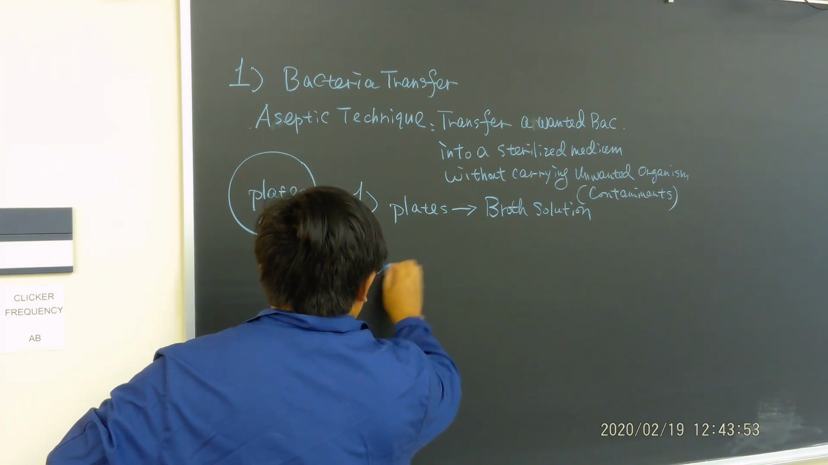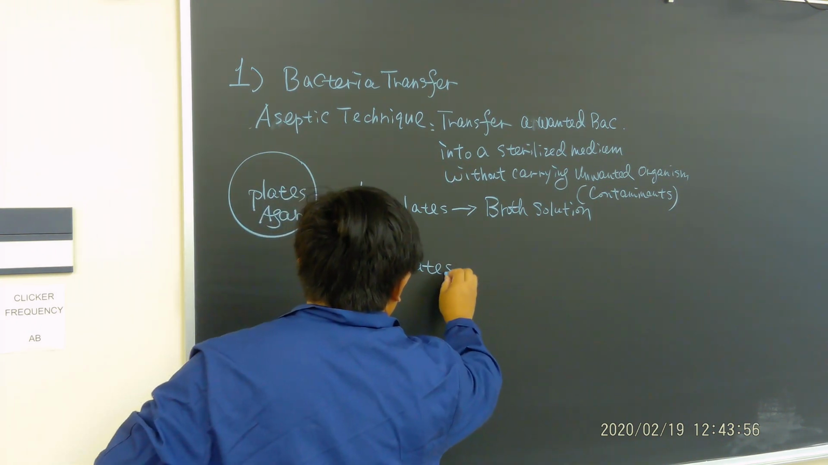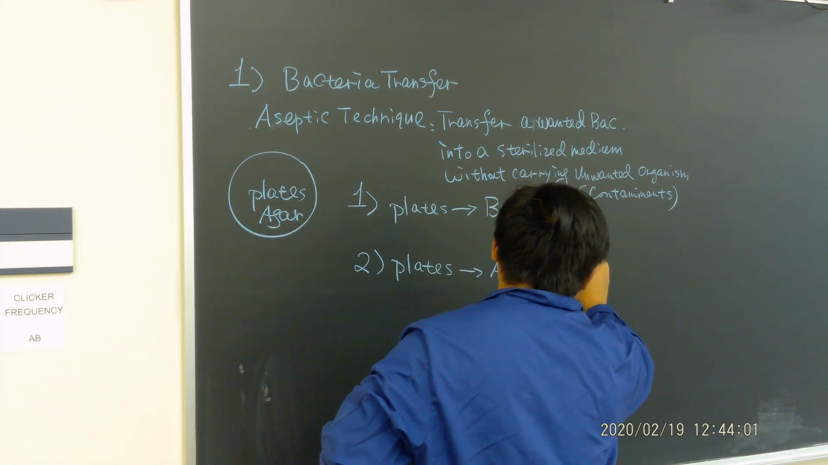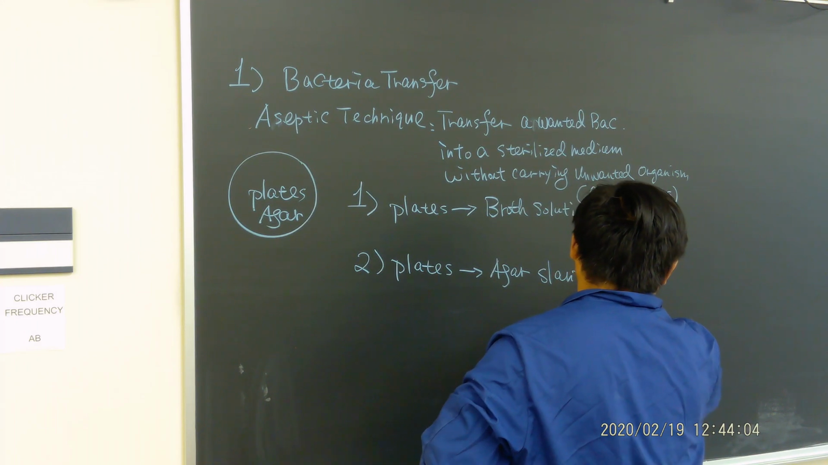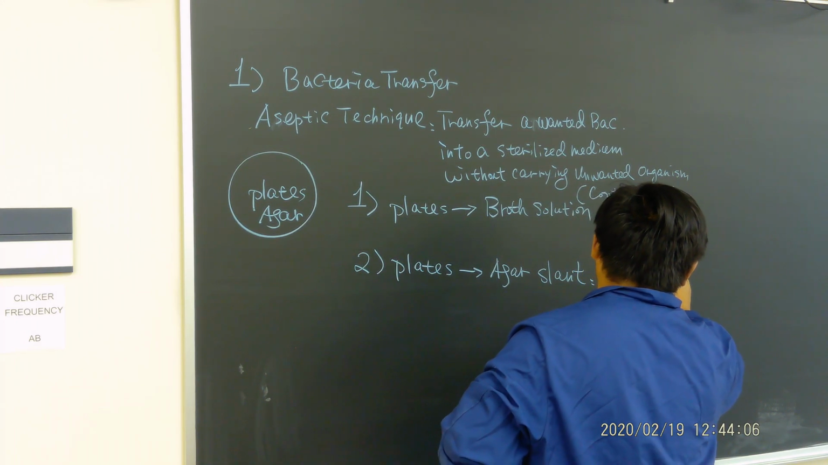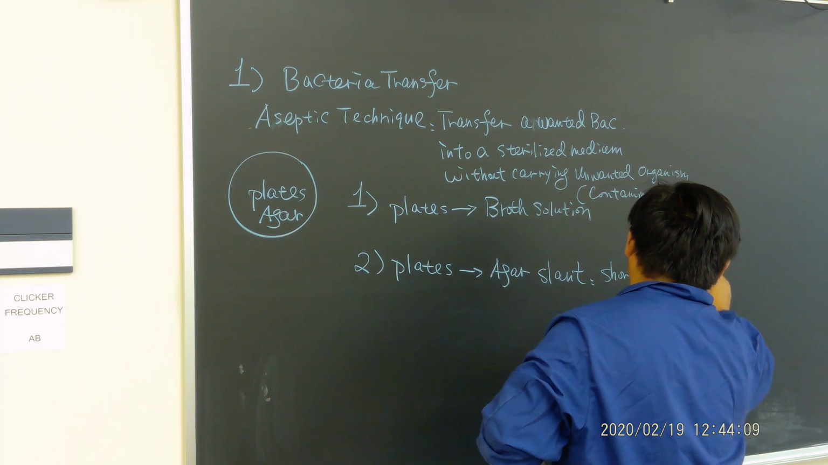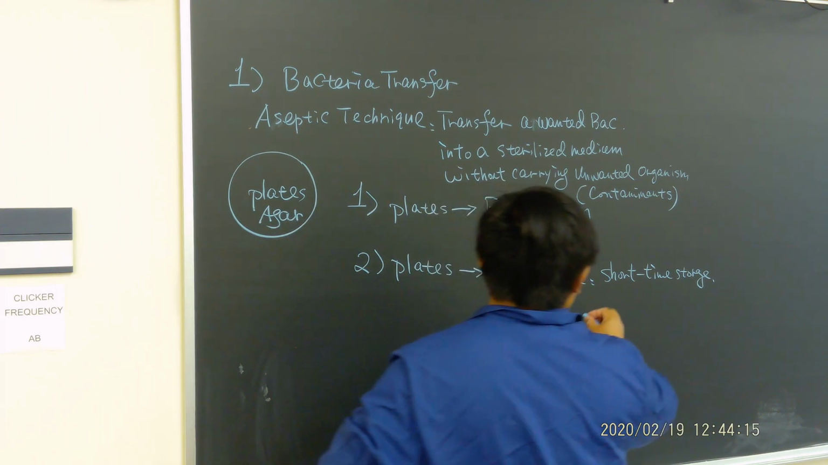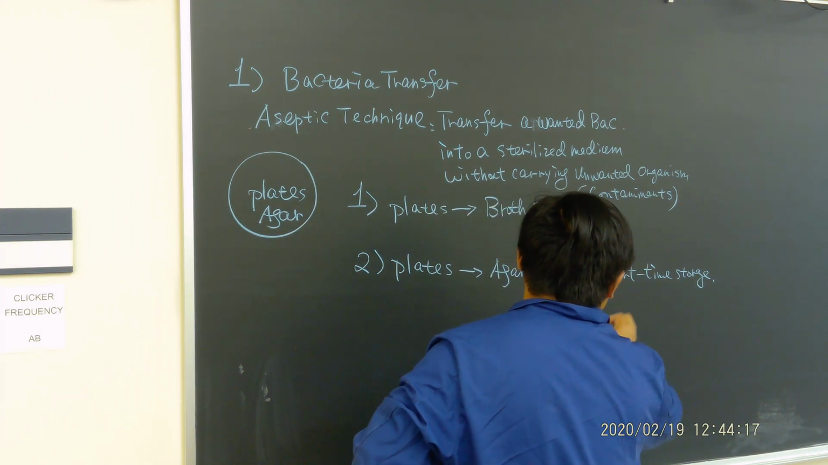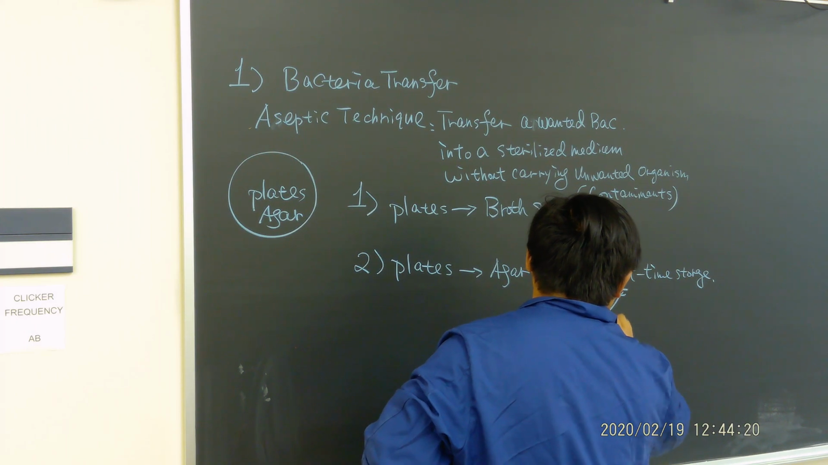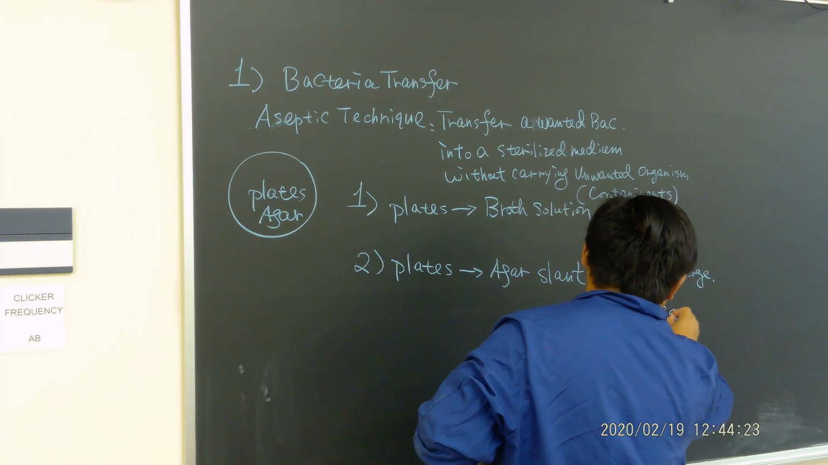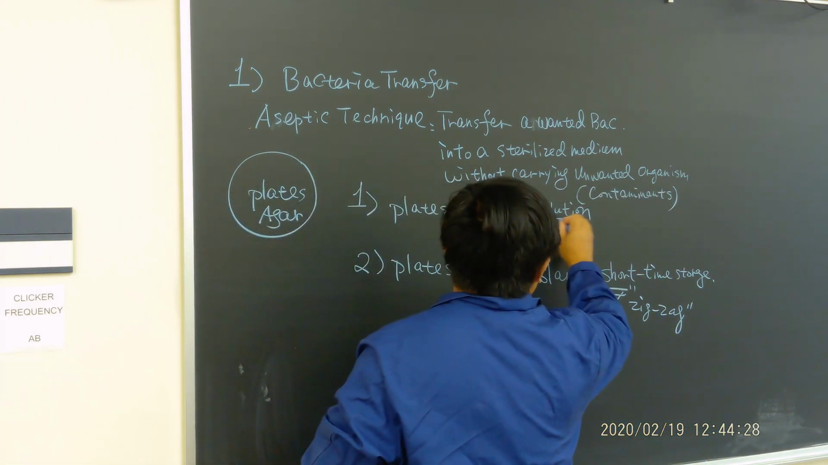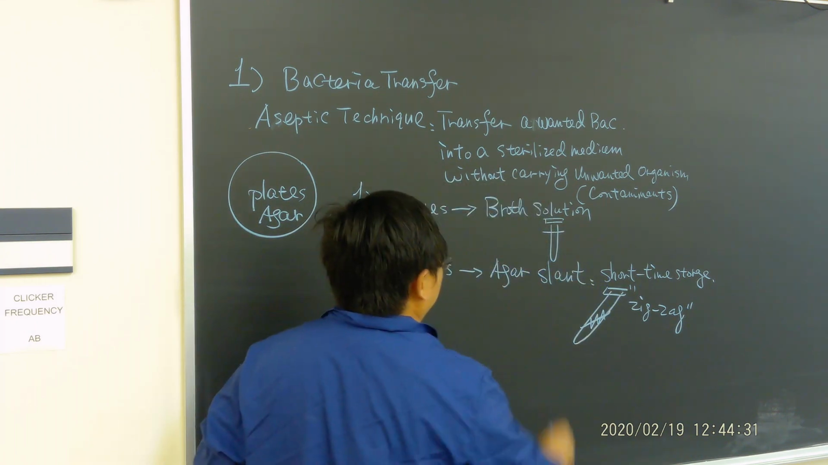Number 2, we will transfer from a plate to an agar slant. Now, why do we need to do this agar slant? Because it's for short time storage. This is what we call a zigzag transfer. And this is where you just pick something and go to the broth.